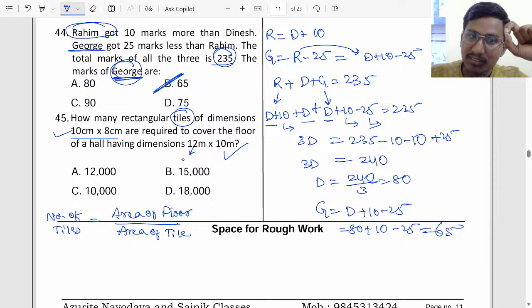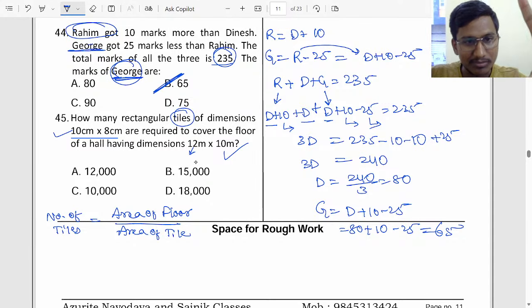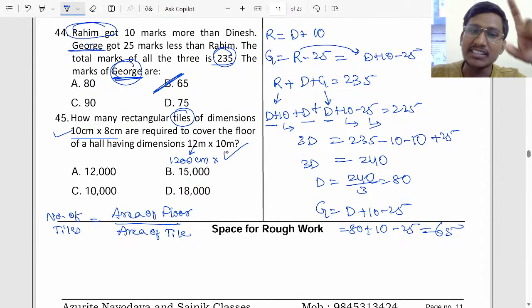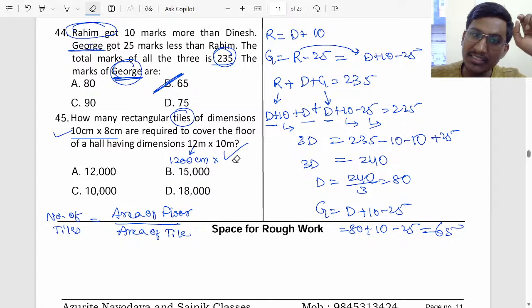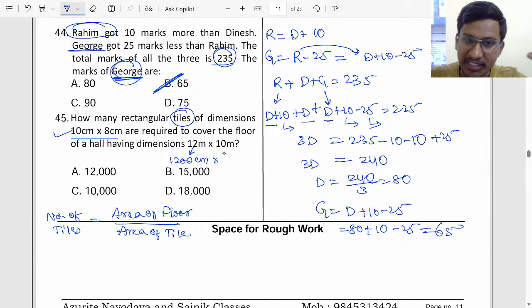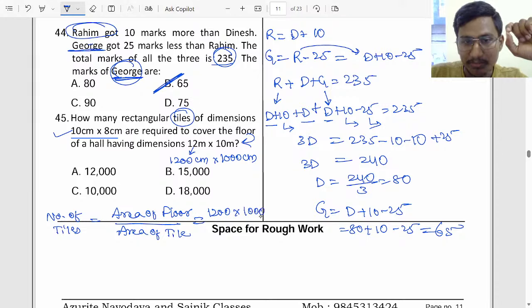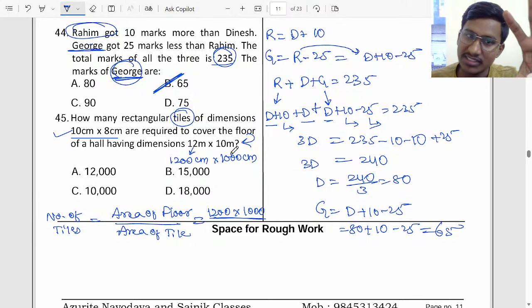Here 12 meter, we know 1 meter means 100 centimeters. So 12 meter is 1200 centimeter. I am writing it directly. And then this is 10 meter, so 10 into 100 is 1000 centimeter. So the floor dimension is 1200 into 1000. We know the area of the rectangle is length into breadth, so directly this is the length and this is the breadth.